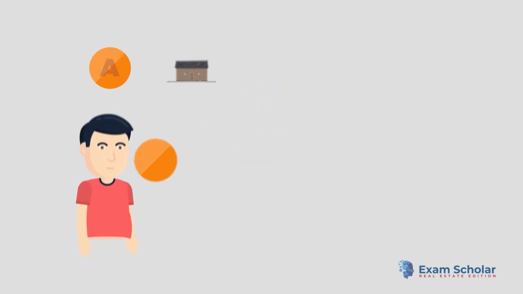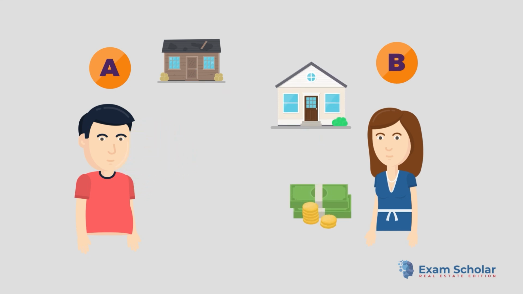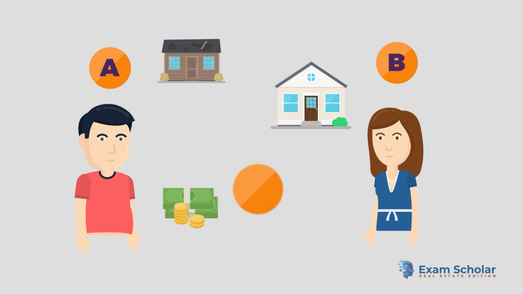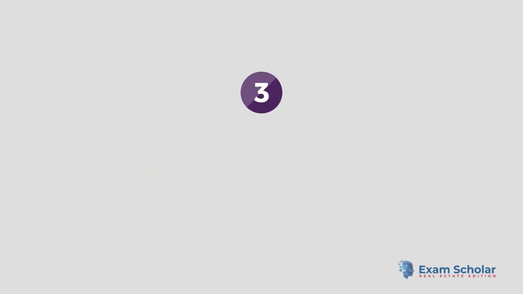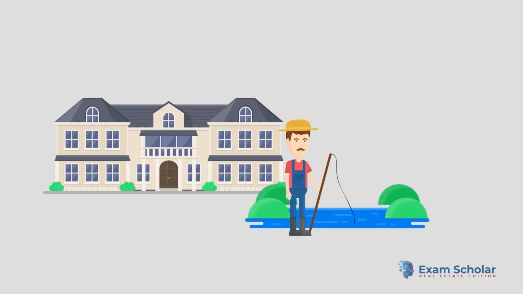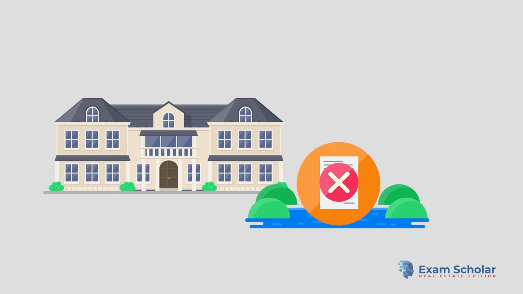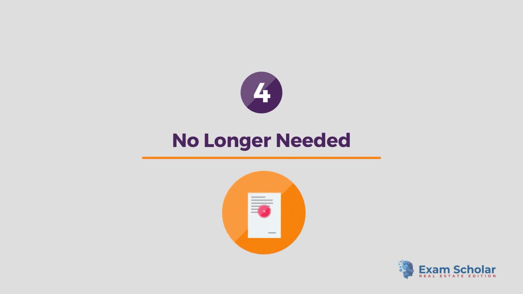If individual A has an appurtenant easement to cross over individual B's property, but B purchases A's land, then the easement is terminated by merger. The third way an easement can be ended is by abandonment. As they say, use it or lose it. If an easement isn't used, eventually it will be considered abandoned. Lastly, an easement can be terminated if it is no longer needed.